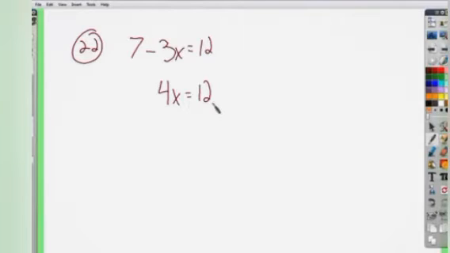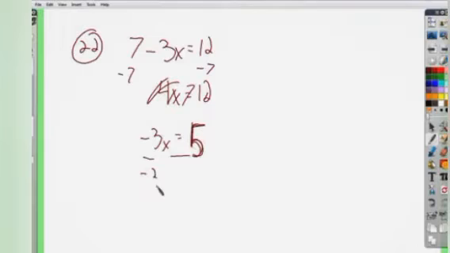7 doesn't have an x. 7 is not an x term. They're not like terms. So what did they do wrong? They combined things that weren't like terms. Can't do that. All right. So that's what they did wrong. What would we do instead? Subtract 7. Yeah. Negative 3x equals 5. Yeah. And then do what? Divide by negative 3. X equals negative 5 thirds.